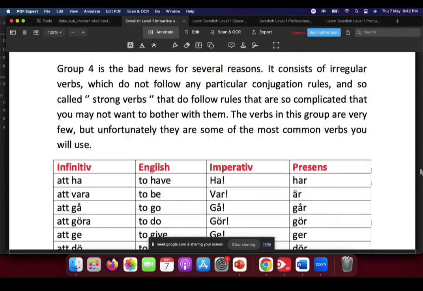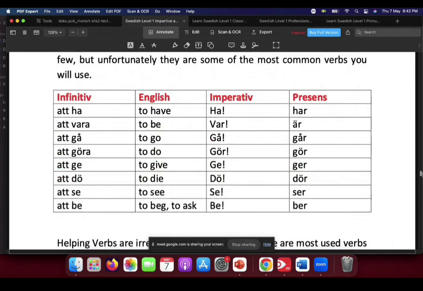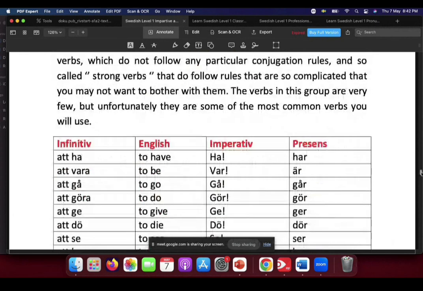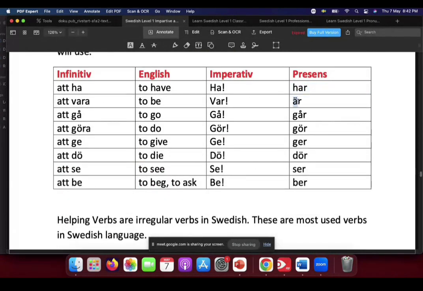This is a little bit complicated. Only irregular forms. Ha, har, vara, är, gå, går. Göra means to do, gör. Ge means to give, ger. Do, die, do. Se, to see, ser. Be means to ask, to beg, ber.